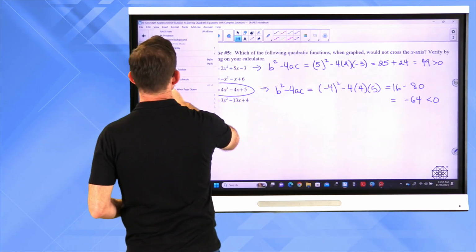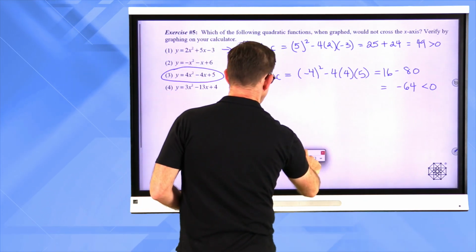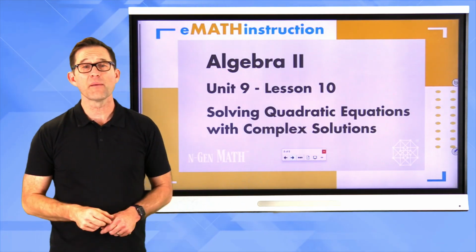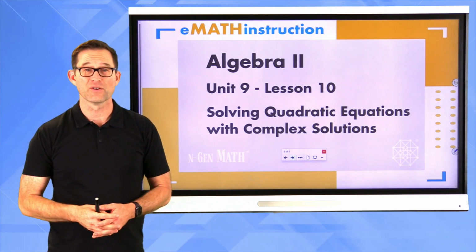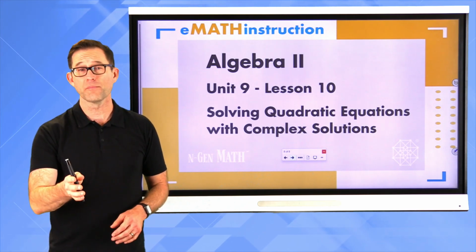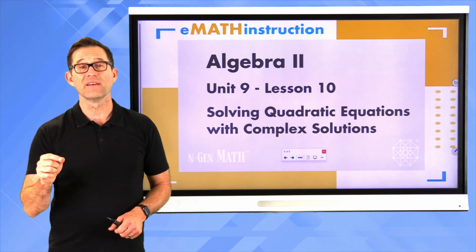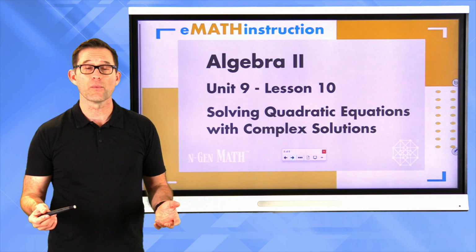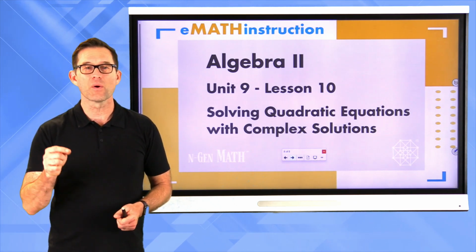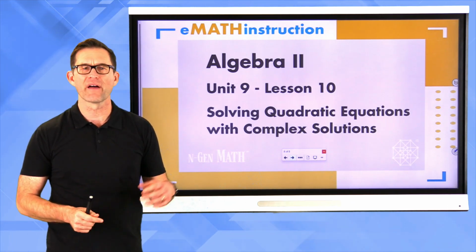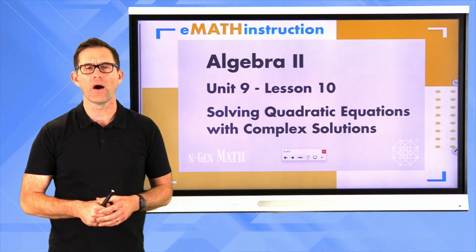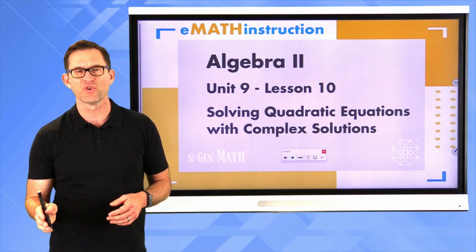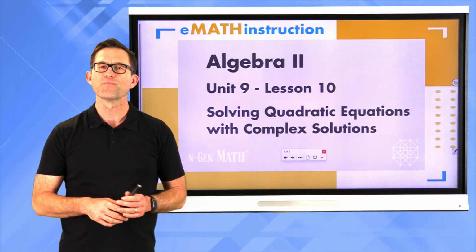All right, so let's go and wrap this thing up. Today we were finally able to solve a quadratic equation using the quadratic formula or completing the square that ended up having negatives under the square root. The key is that the two solutions that we got both had non-zero imaginary components. In other words, they looked like 3 plus or minus 2i, or negative 7 plus or minus i times the square root of 2. Things like that, right?